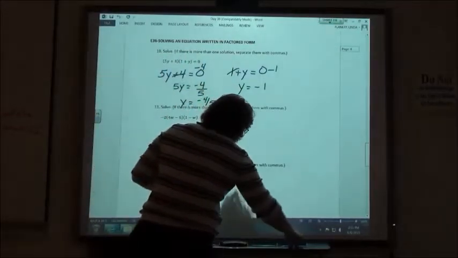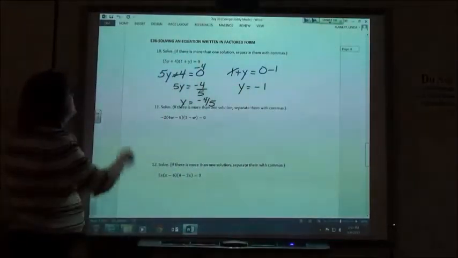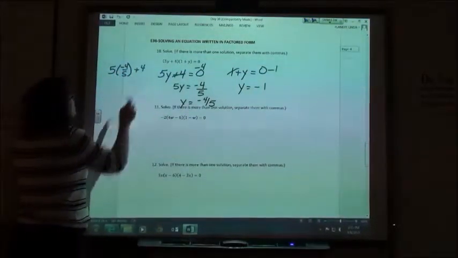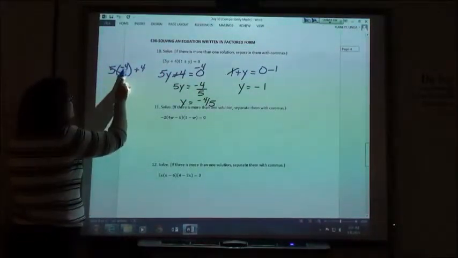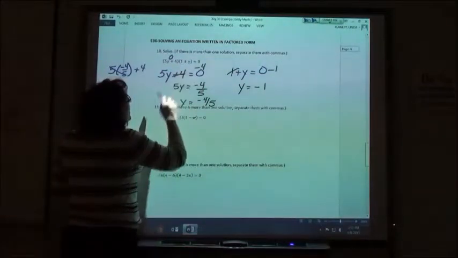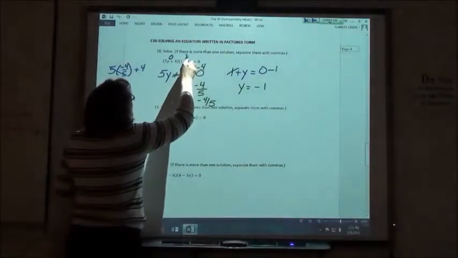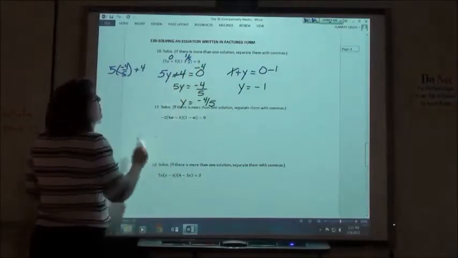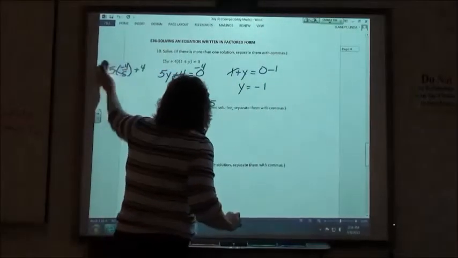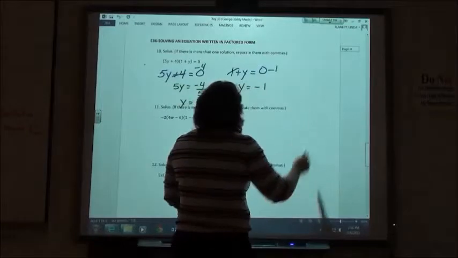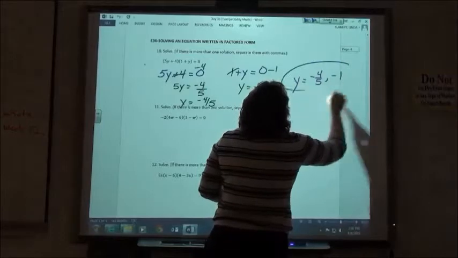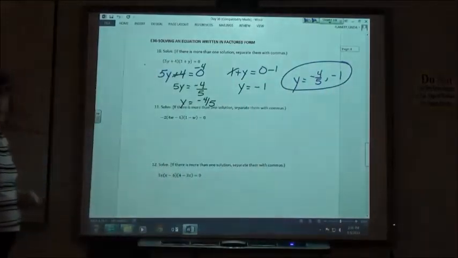On the other one, I would maybe use my calculator because I have a fraction. 5 times negative 4/5 plus 4, however, the 5's cancel out. Negative 4 plus 4 is 0. So that factor's 0. 1 plus a negative 4/5 would be 1/5. And 0 times 1/5, sure enough, is 0. So my answer is that y could be negative 4/5 or negative 1, and I'm going to put both answers in and separate them with a comma.